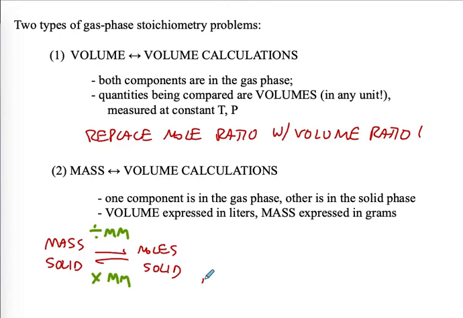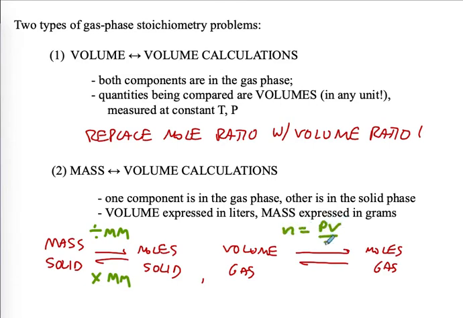But to convert between the volume of the gas and moles of the gas, we have to use the ideal gas law. To go from volume to moles, we use moles equals PV over RT. To go from moles to volume, we use volume equals nRT over P. And obviously, in this case, we need the pressure and temperature in order to perform that calculation.